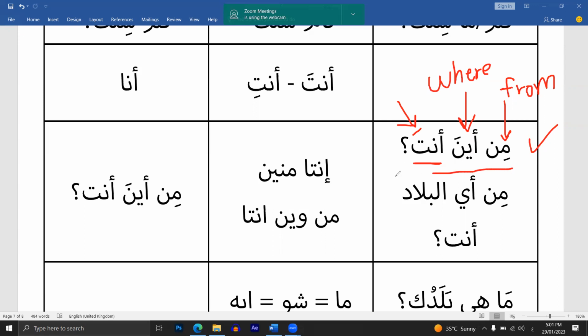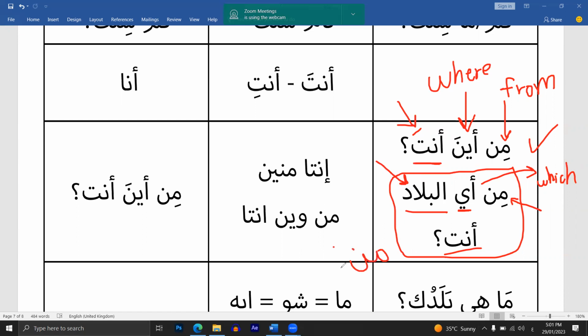We can also use this expression: من, from, again, من أي. أي means which. Sorry about my handwriting. I'm using a mouse. من أي البلاد أنت. From which country you are. Because this word البلاد is plural. It's okay. Or we can use a singular: من أي بلد أنت.